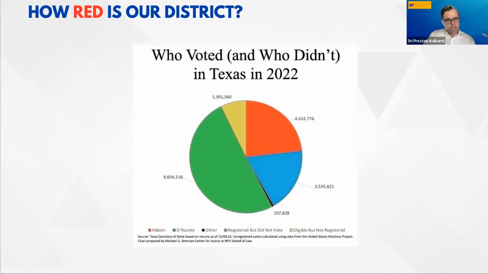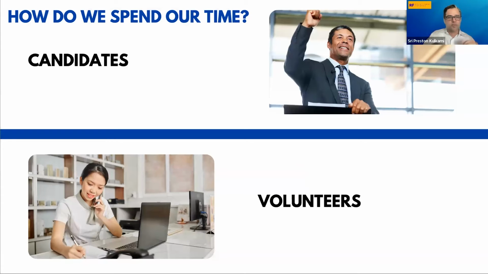So we talked about how our money is spent. How do we spend our time? So how do candidates spend their time? What's the number one thing that candidates spend their time on? Raising money. I did it myself. 40 hours a week of call time, just raising money, raising money, raising money. That's your number one job, right?